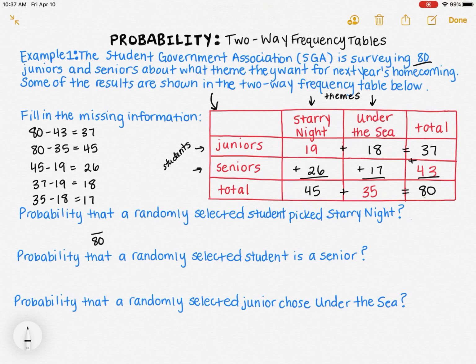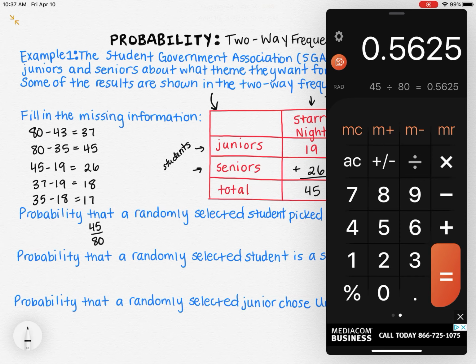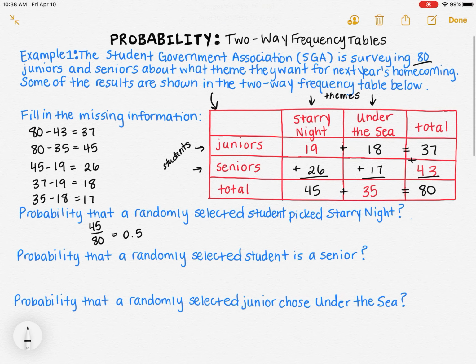So I need to look not at the juniors that picked Starry Night, not at the seniors that picked Starry Night, but the total students that picked Starry Night. In this case, that's 45. So the probability that a randomly selected student picked Starry Night would be 45 out of 80. That's the total number of students that picked Starry Night divided by the total students that were asked. I can also write this as a decimal. You might start seeing probabilities written as a decimal or percent. So this would be the same as saying the probability is 0.5625 or 56.25% if you move the decimal, just to show you some different ways to write the probability.